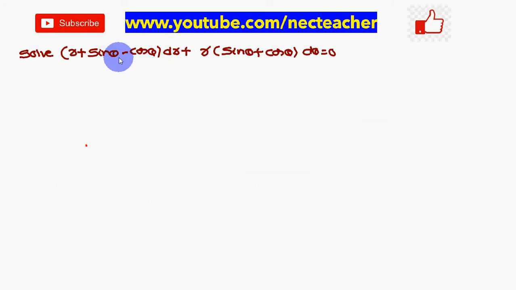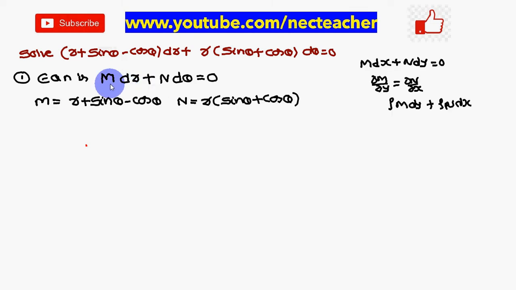Next we come across another model: (r + sin θ − cos θ) dr + r (sin θ + cos θ) dθ = 0. If you look at this problem, here the dr coefficient is there, and here the dθ coefficient is there. So let us consider M dr + N dθ. What we have to find out is, M you differentiate with θ, and N you differentiate with r. As I have discussed previously on how to remember this, this is the way. Therefore ∂M/∂θ we have to find out.